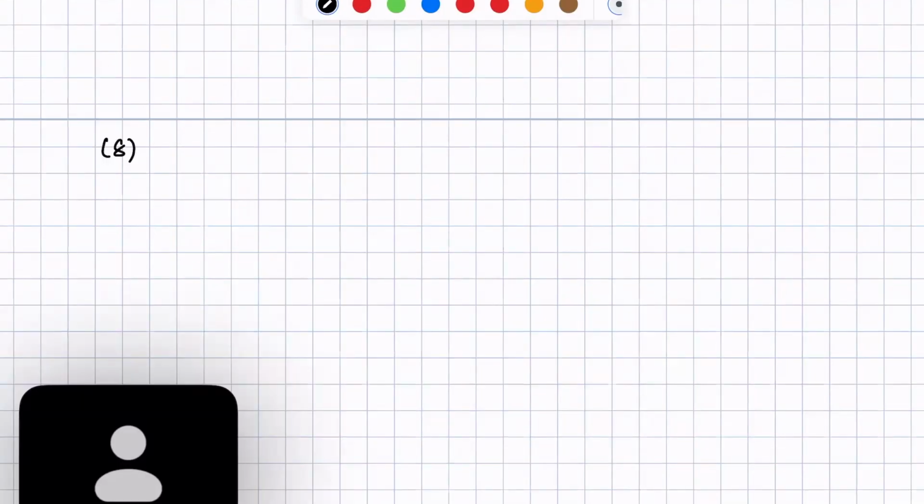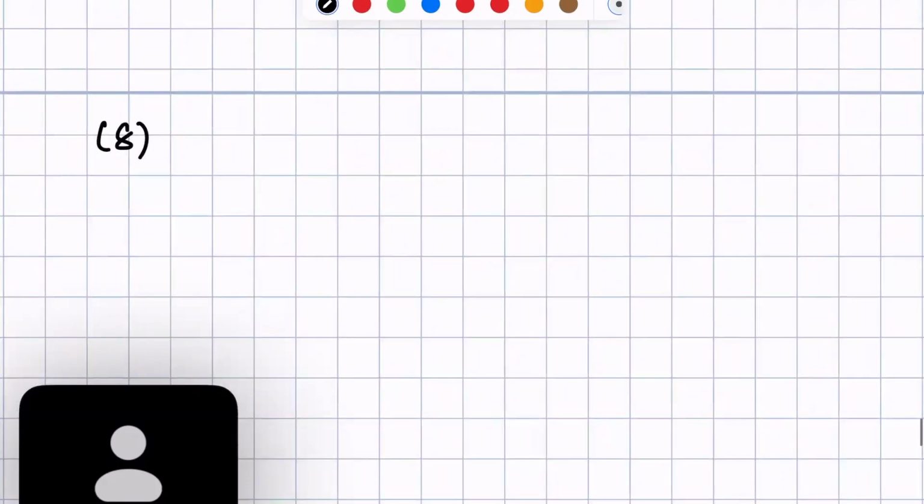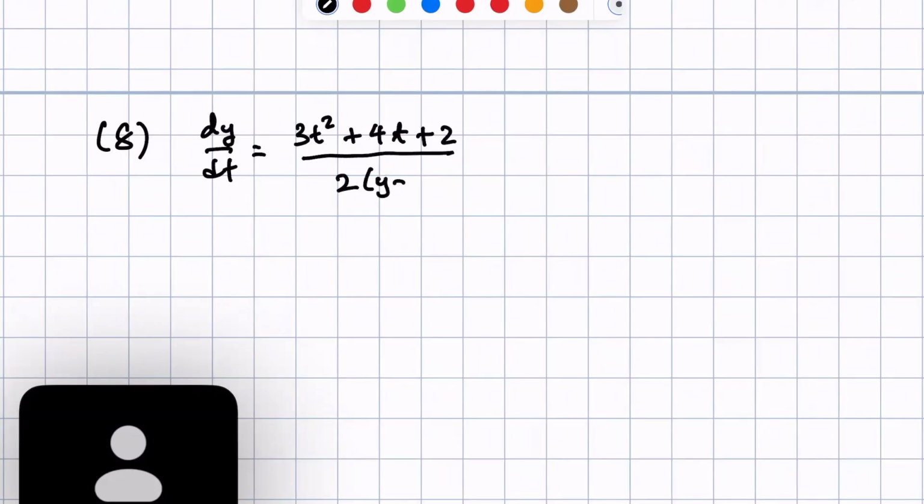Now let's take a look at a problem that involves a little bit of a subtlety. Let's take dy/dt is equal to 3t squared plus 4t plus 2 over 2y minus 1, where y of 0 is equal to -1.